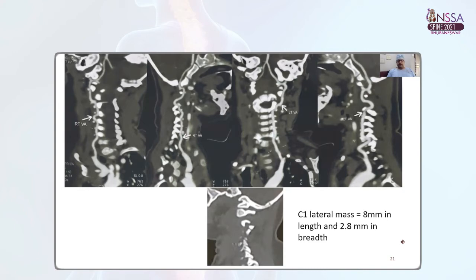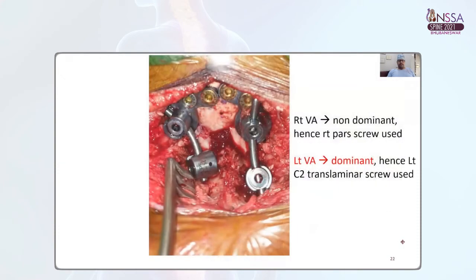in breadth. And for this reason, the patient underwent an occipital C2 fixation. Since the right vertebral artery was non-dominant, we used a right pars screw on the C2, and on the left side, we used a C2 translaminar screw since the vertebral artery was dominant. You can see the bone grafts wedged between occiput and C2 just under the rods on both the sides here.